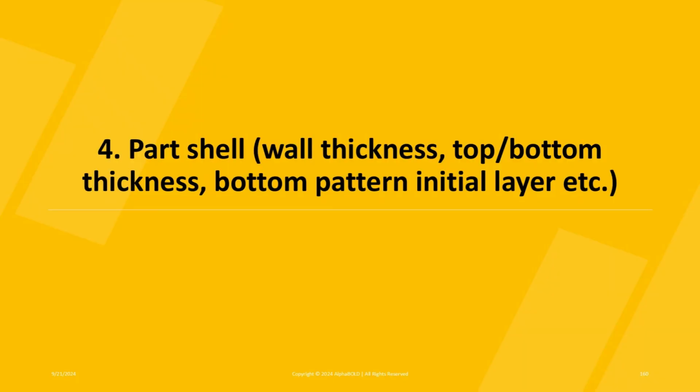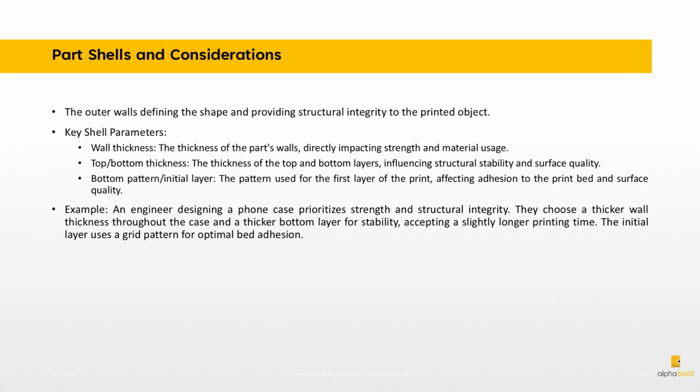Part shell, wall thickness, top/bottom thickness, bottom pattern, initial layer, etc. Part shells and considerations. The outer walls defining the shape and providing structural integrity to the printed object. Key shell parameters. Wall thickness: the thickness of the part's walls, directly impacting strength and material usage. Top/bottom thickness: the thickness of the top and bottom layers, influencing structural stability and surface quality. Bottom pattern/initial layer: the pattern used for the first layer of the print, affecting adhesion to the print bed and surface quality.